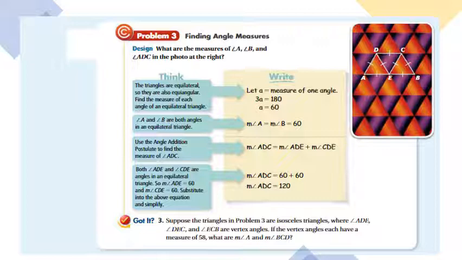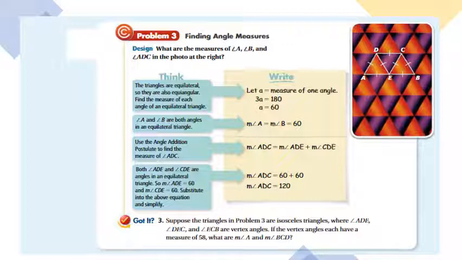Is it right? So here, to answer this, they wrote: let A equal the measure of one angle. In one triangle, we have how many angles? 3. So 3A equals 180. Then we will solve it for A by dividing by 3. So the answer will be A equals 60. And because we said that all the angles are congruent, the measure of angle A equals the measure of angle B equals 60. Very easy.